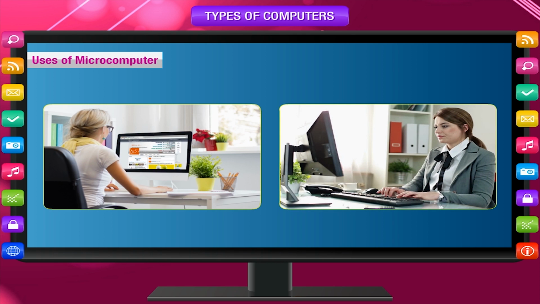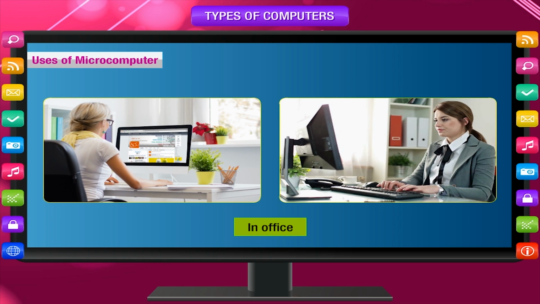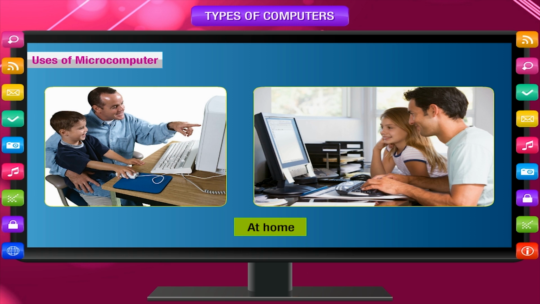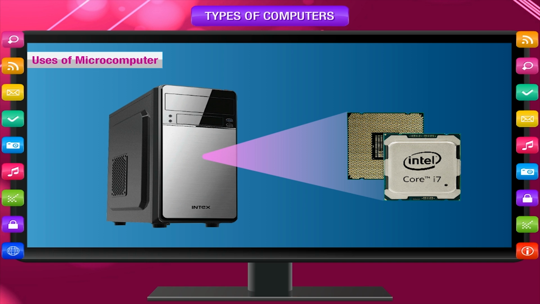Uses of microcomputer. In office, the PCs are used for word processing, accounting, and for spreadsheet and database management applications. At home, the most popular use for personal computers is surfing the internet for getting information from all over the world, email, railways or airways ticket reservation. Microprocessor technology enables manufacturers to put an entire CPU on one chip.